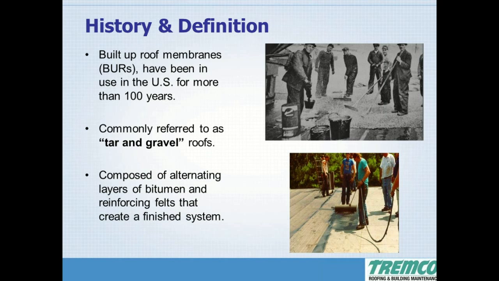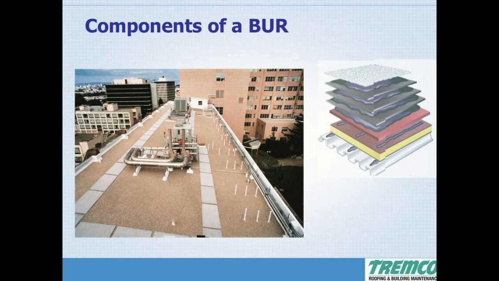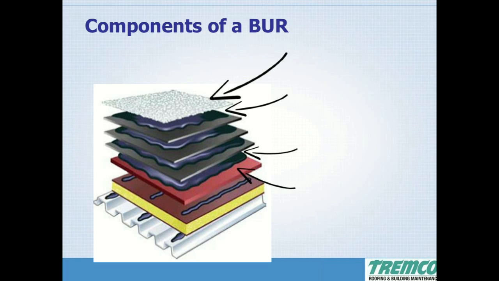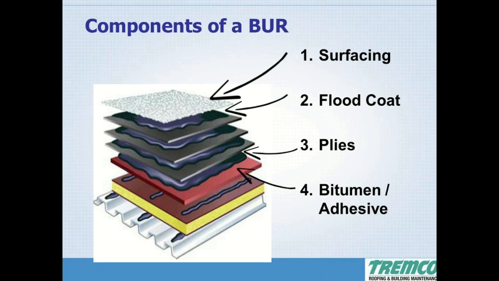The definition of a built-up roof: it's composed of alternating layers of bitumen and reinforcing felts that create a finished roof system. Again, the components of a built-up roof are in the larger picture on the screen. It's a photo of a built-up roof. You may have seen it once or twice before on our marketing literature. And to the right, you have an expanded view of the different components. Here's that illustration with some arrows, and that gives us the different components of the built-up roof.